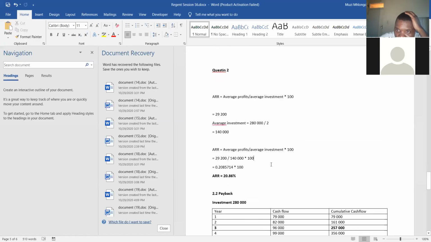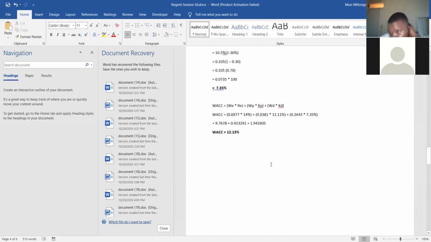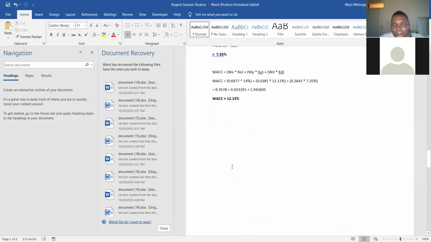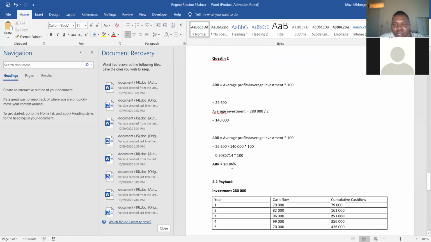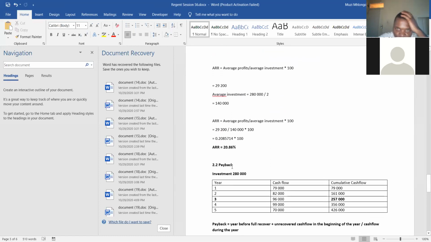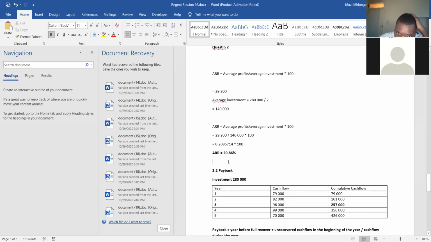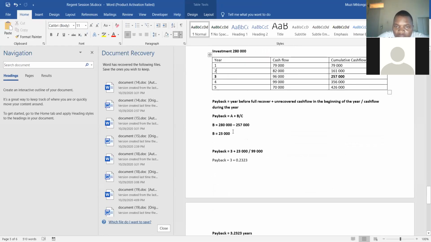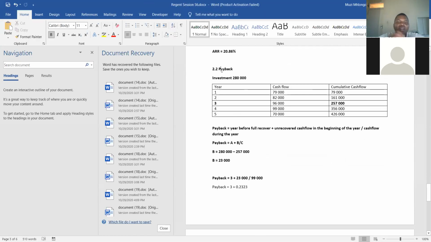Whilst we're just on payback, not payback, it's weighted average cost of capital. We're done with that one. You scrolled down, I just saw payback. There is IRR here and also payback. I think that's sorted as well. You are good when it comes to payback.